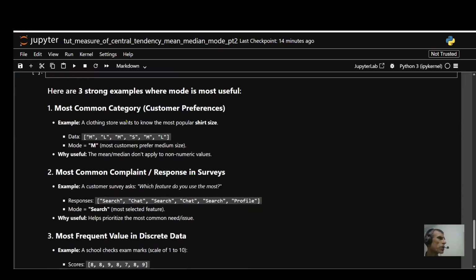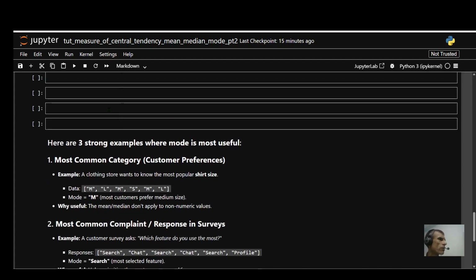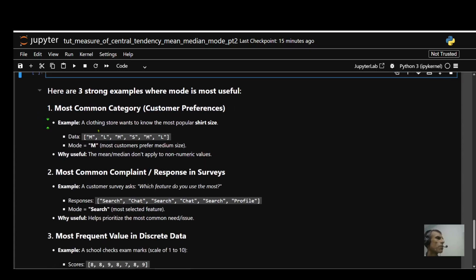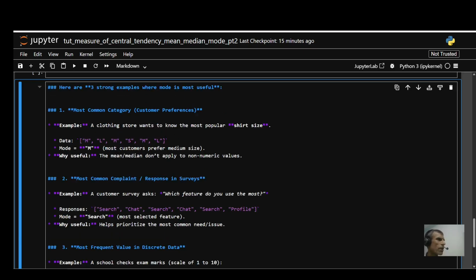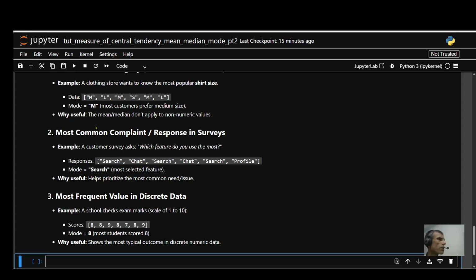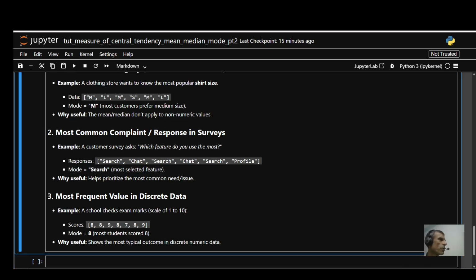Now, here are the three strong examples where mode is most useful. When you're trying to find the most common category or customer preference, in that case your mode is useful. So, for example, a clothing store wants to know the most popular shirt size. Let's say your data is medium, large, medium, large, small, medium, large. In this case, your most common value, which is your mode, is M. So most customers prefer medium size.